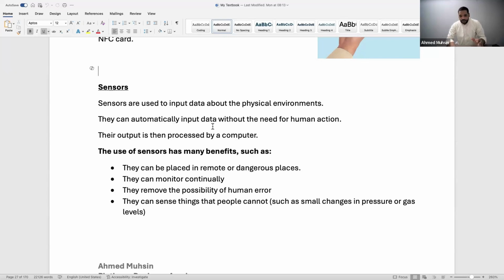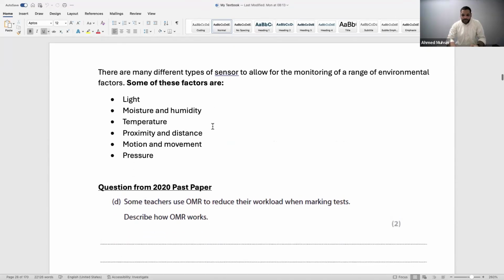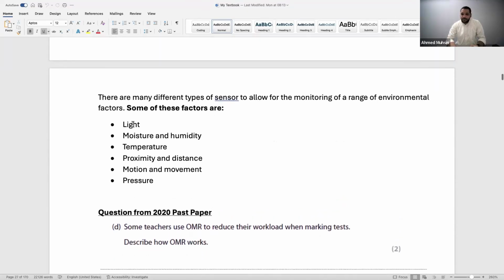Now can you all move down to page number 28? I have mentioned some of the things that sensors can detect. Number one, we have something called light. Sensors can detect light. Think about your smartphones. Many of you have enabled adaptive brightness, isn't it?